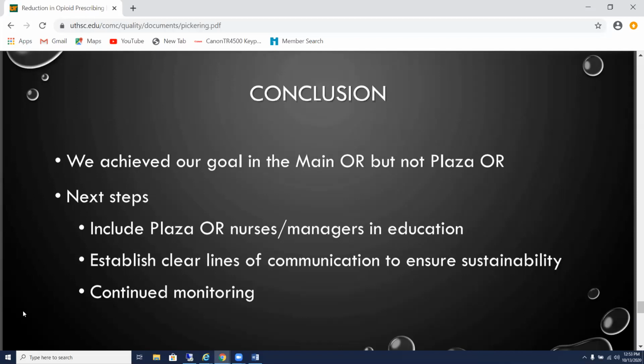So what we found was that the nurse managers that we had our initial meeting with were not involved in the Plaza OR. So the main OR nurses received education and instituted all the interventions that we made, but the Plaza OR nurses did not. So that was a good learning point for us, and we actually have another resident who's currently working on getting the Plaza OR nurses involved, so that'll be our third PDSA cycle. And we're also establishing an email thread for continued monitoring and communication to try to ensure that we're able to sustain what we've been able to do.